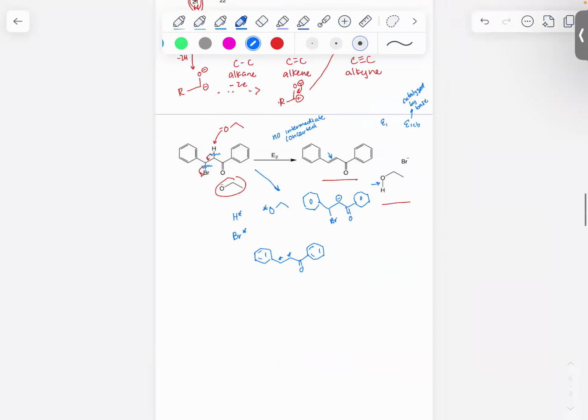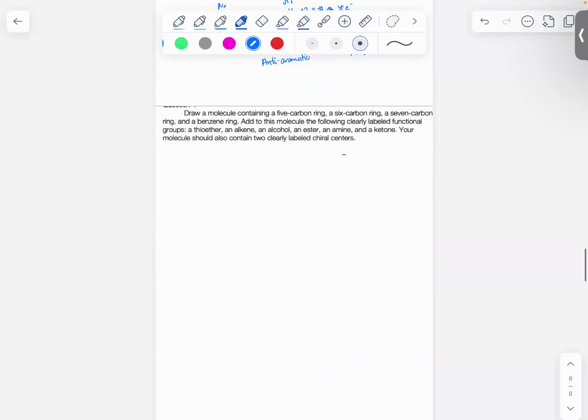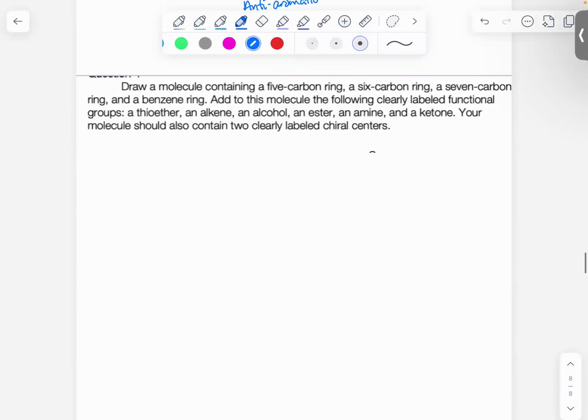Okay, the last question I have is: draw a molecule. I'm gonna give you guys like 3 minutes, 2 minutes to try it on your own. And then I'll talk you through my thought process when approaching this kind of question.